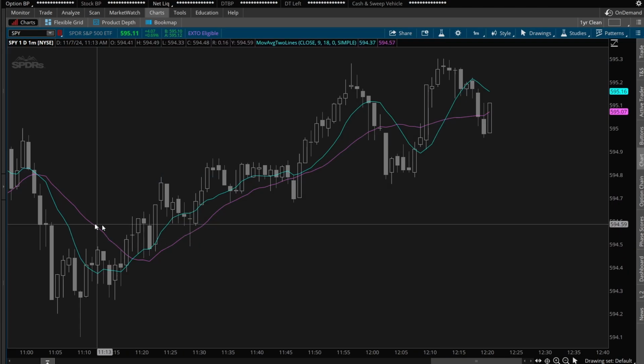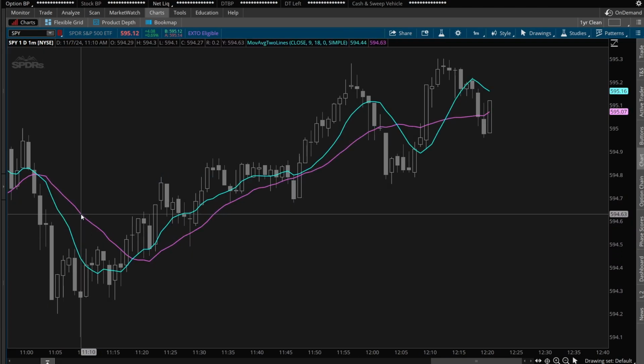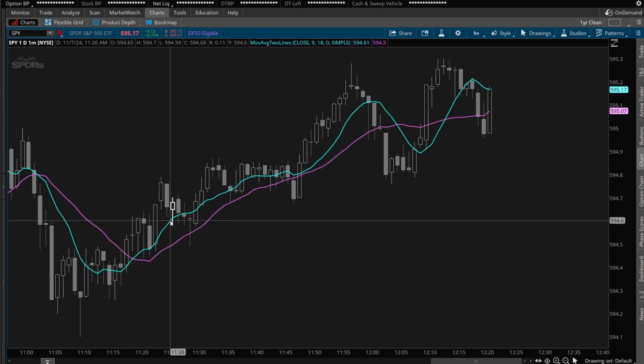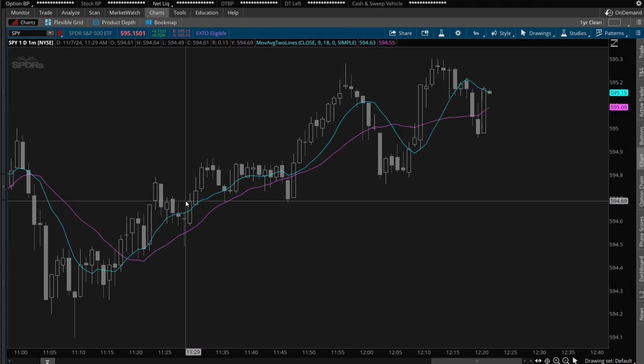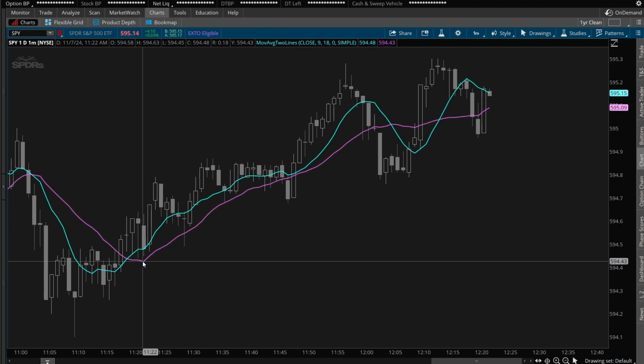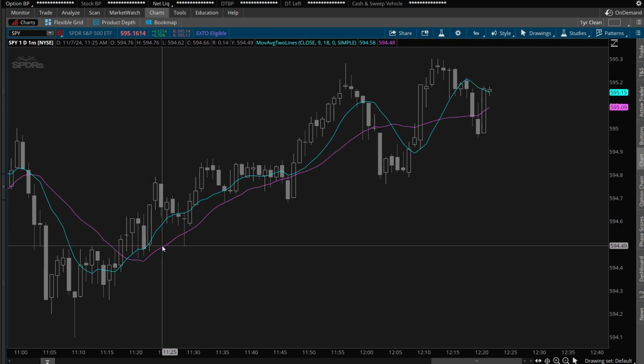Now we have a 9 period plotted in the cayenne color, and the magenta color is the 18 period. So we have a faster average and a slower average. This shows you the shorter term trend relative to the longer term trend.